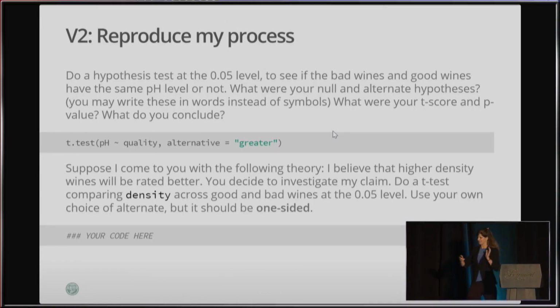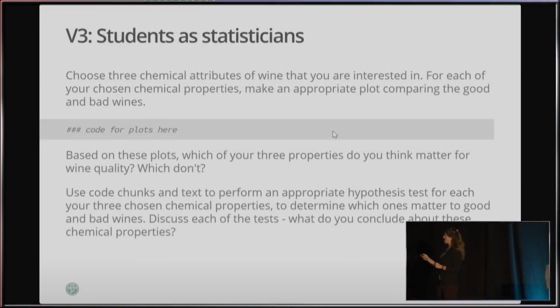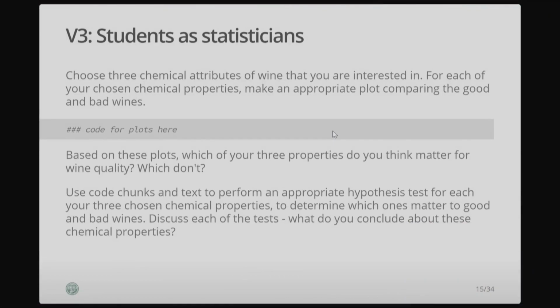Version 3 is where I really think my students are being statisticians. This is where I have not given them almost anything. I have said, choose 3 chemical attributes of the wine, make me some plots, do some t-tests. This is what their lab assignment literally looked like on this, and this is the 3rd lab assignment. So this is week 4. I don't do one the first week of a 10-week course.